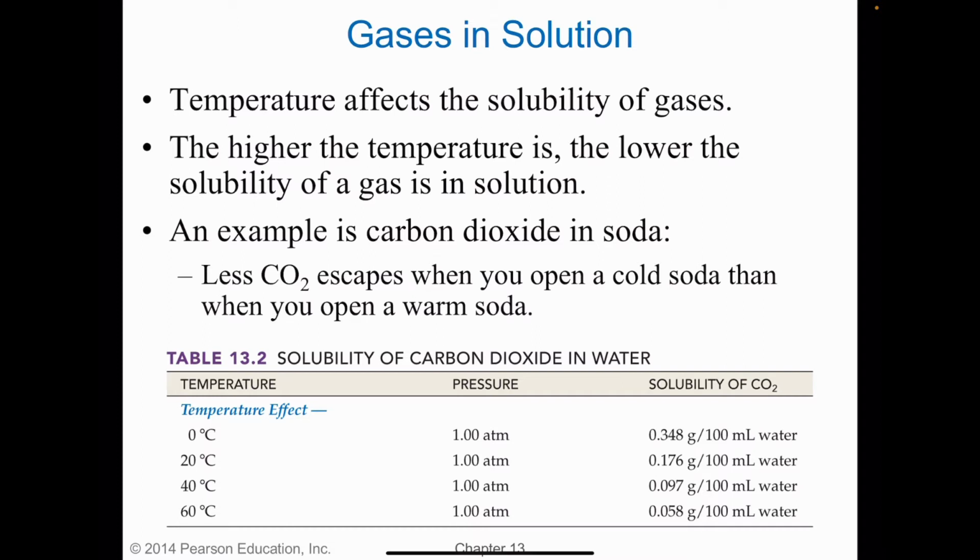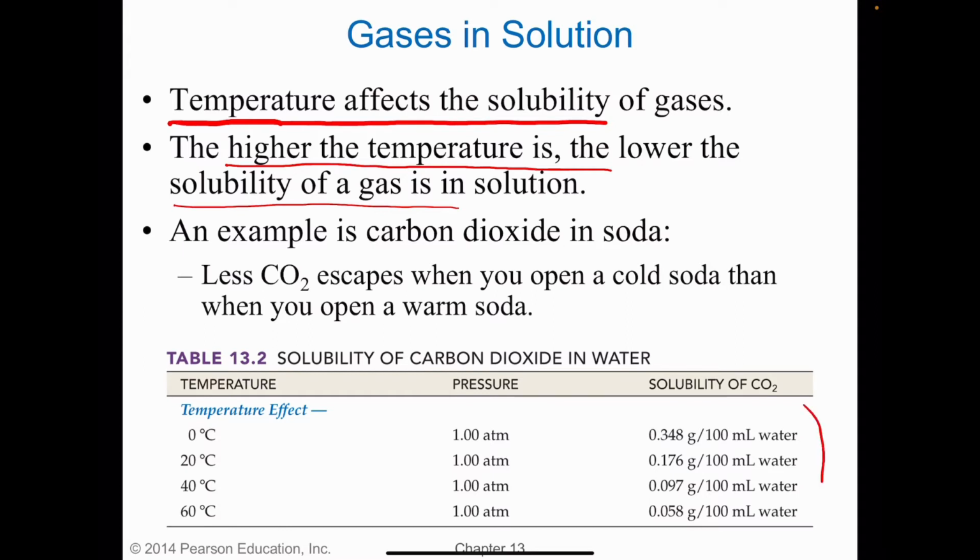So, things that are dissolved in solution. We'll talk about gases first. When gases dissolve in solution, how much of that gas dissolves can depend on two things. First off, temperature can affect the solubility of the gas, and also pressure. On the next slide, we'll talk about how pressure can affect the solubility. But essentially, the higher the temperature, the lower the solubility of the gas. If you increase the temperature, more of that gas might escape the solution. And if you bring the temperature down, you can get more of the gas into the solution.